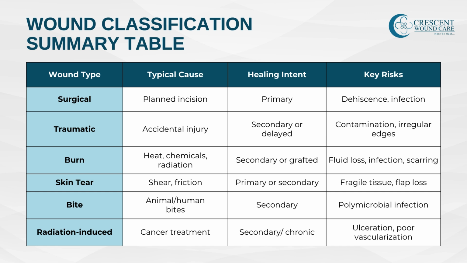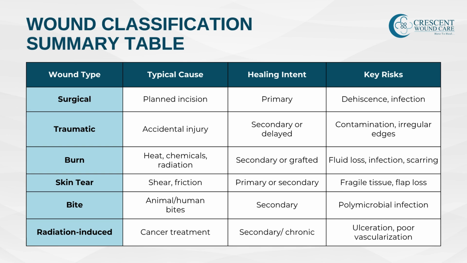Let's bring everything together with this summary table of common wound types. Each one differs in how it's caused, how it heals, and what complications we need to watch out for. Surgical wounds result from planned incisions. They usually heal by primary intention, but risks like dehiscence and infection can still arise. Traumatic wounds from accidents or injuries often heal by secondary or delayed intention due to contamination or irregular edges.